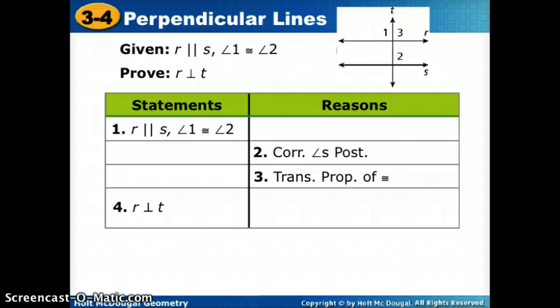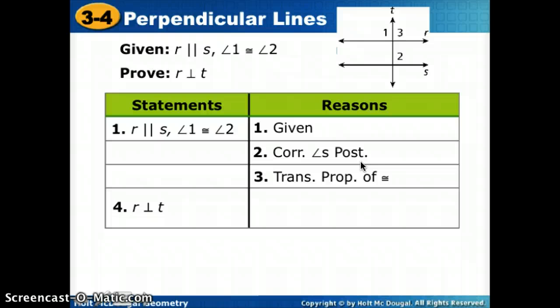So what do we always start with? Well, it says R is parallel to S and 1 is congruent to 2. How did we know that? Well, it says that it's given, which is what we always start with, so our reason is going to say given. Now it says we're going to use the corresponding angles postulate, which said that corresponding angles are congruent.